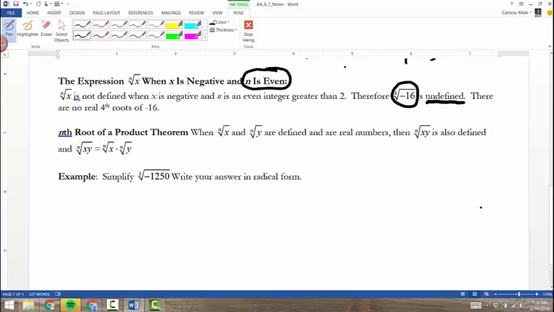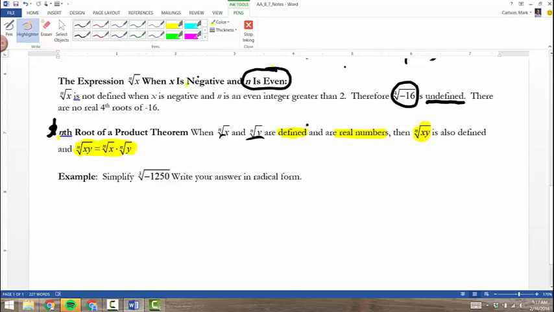This leads to the last concept for today, and that's the nth root of a product theorem. So we're going to look at this concept right here. What we're saying is if I take the nth root of x and the nth root of y, and this is the key thing, I'm going to highlight that, they have to both be defined and be real numbers. Then we can say the nth root of xy is equal to the nth root of x times the nth root of y.